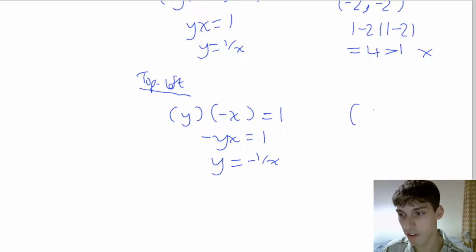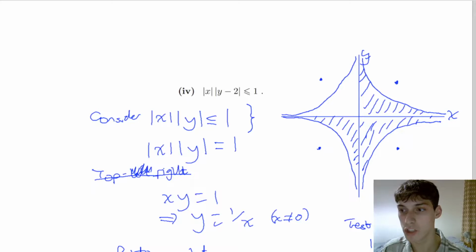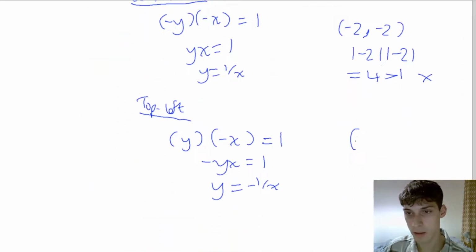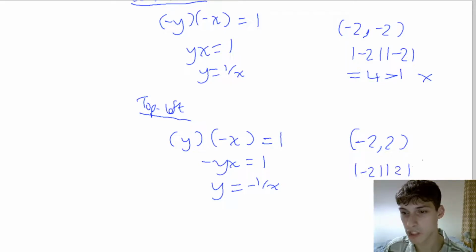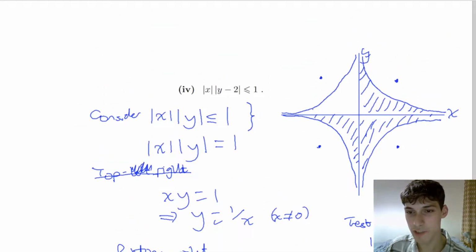And top left, I'll just draw it in the diagram actually. So we just tested this one, we want to test this one. At the top left, we have x is equal to minus 2, y is equal to 2. So that's minus 2, 2. So we get modulus of minus 2 times modulus of 2 is equal to 4, greater than 1, doesn't satisfy the inequality. So we're left with this region. And we've got one more thing left to do.